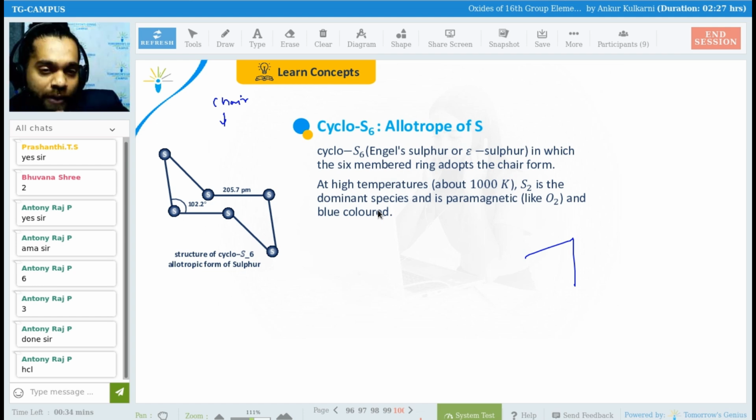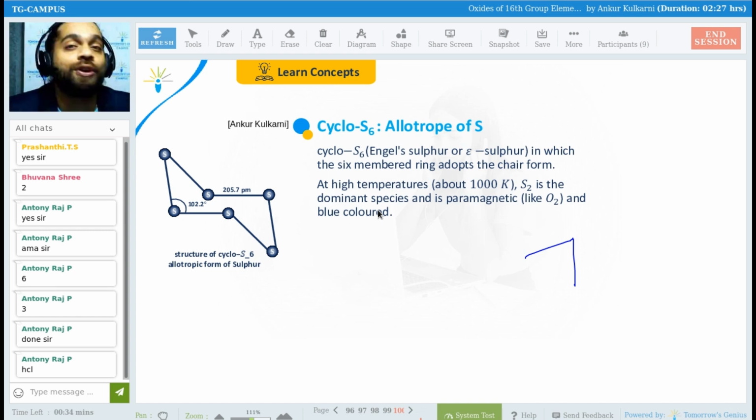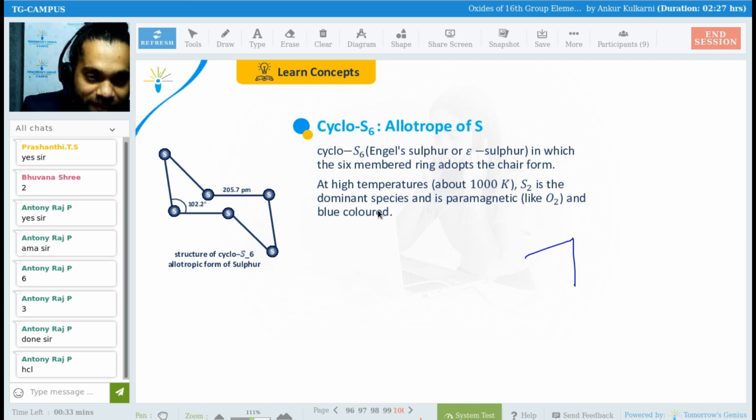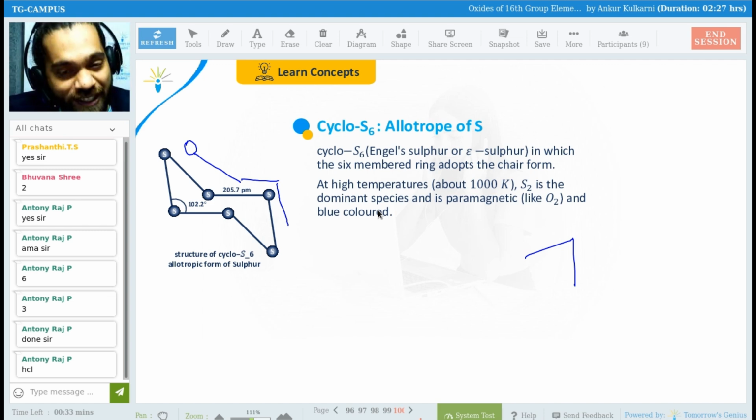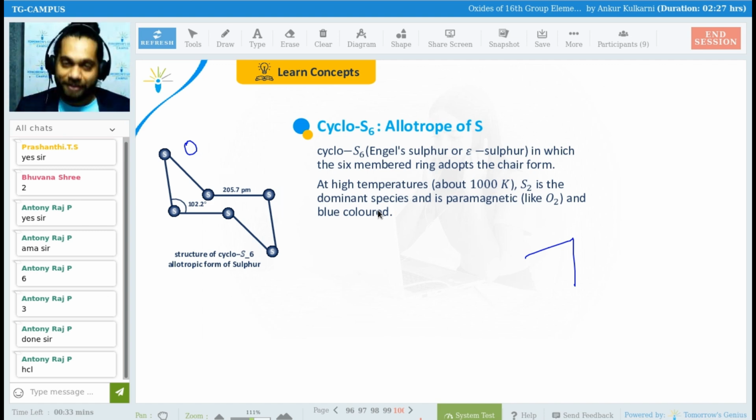So this is a chair form. Now you will wonder what kind of chair this is. Is there any chair which exists like this? Yes, it exists. You must have gone to the movies. At least once you would have sat on the recliner chair. You sit down in the movie, you push the button, it goes back, you relax. So it looks like a chair form, a little bit.